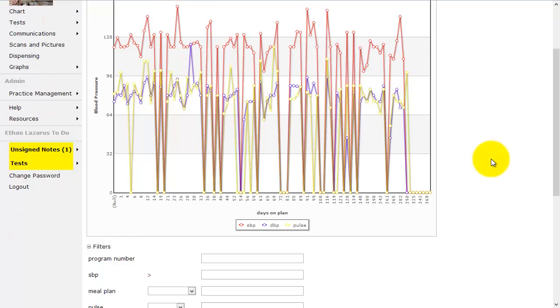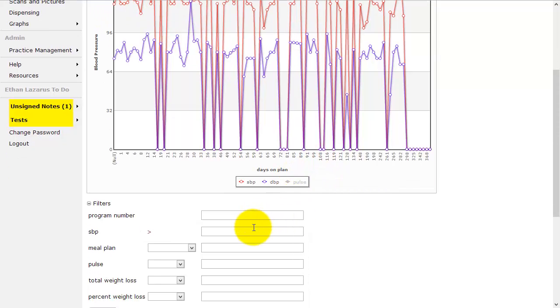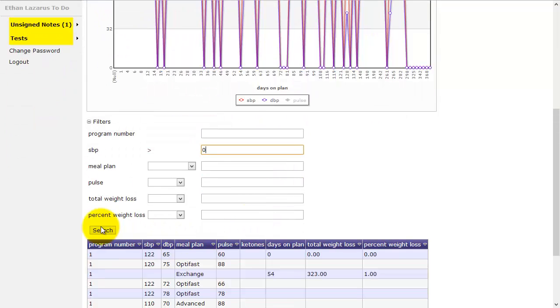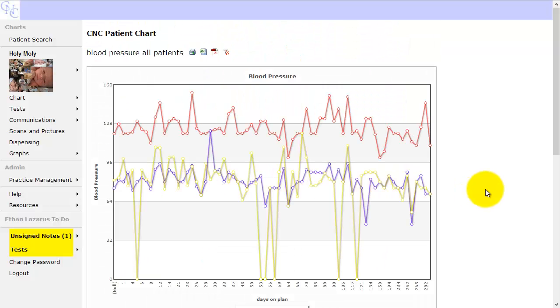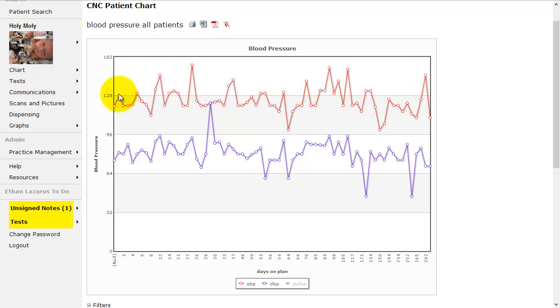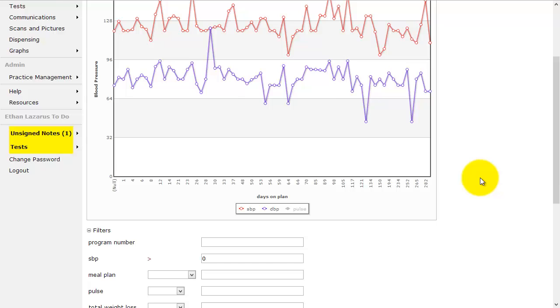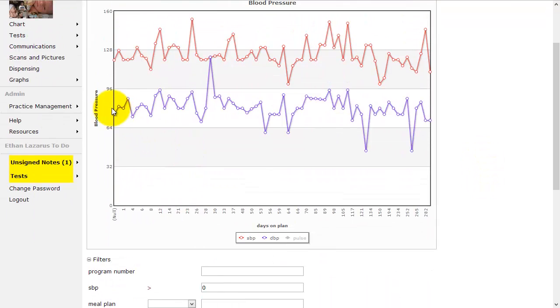Same type of table. How's your blood pressure graph doing for your patients? So let's turn off pulse, and maybe we want to say blood pressure greater than 0 so that we don't have 0 values in there in case a patient weighed in but didn't do a blood pressure. So you can see that cleaned up most of that data. We can see our blood pressure trend is generally a little bit down. So that gives you a real nice look at your practice blood pressure curve.